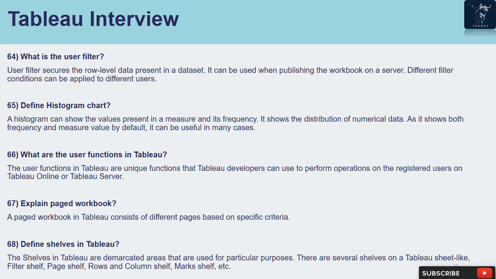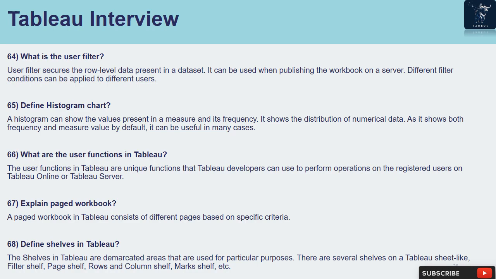65. Define histogram chart. A histogram can show the values present in a measure and its frequency. It shows the distribution of numerical data. As it shows both frequency and measure value by default, it can be useful in many cases.